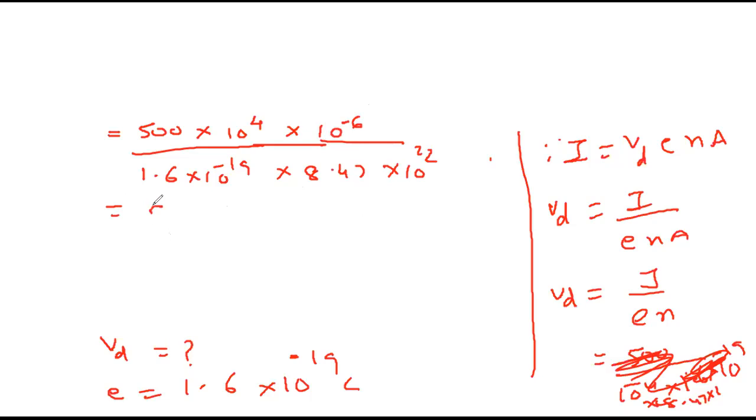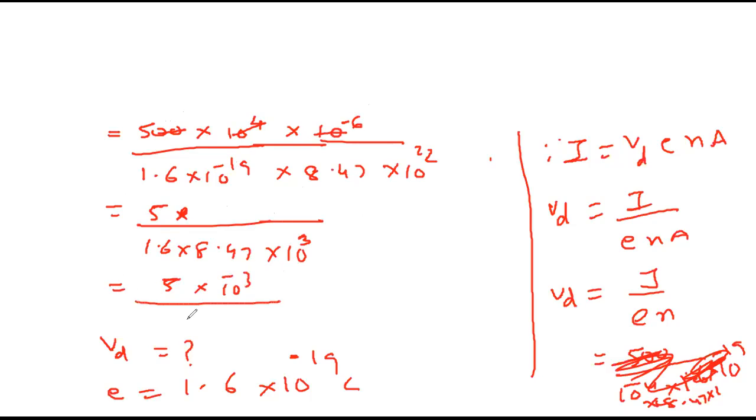Yes, sir. So 5 into 10 raised to 6 and minus 6 will get cancelled. This is 1.6 into 8.47 into 10 raised to minus 19 and 22, which is plus 3. So this will become 5 into 10 raised to minus 3 upon 16 into 8.47. 16 into 8.47, I am doing by calculator. It is 135.52.